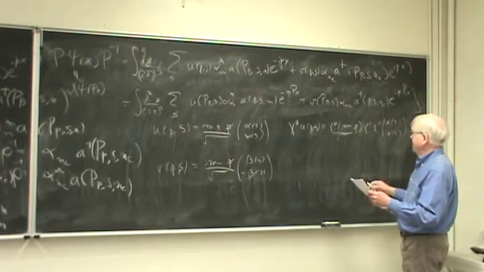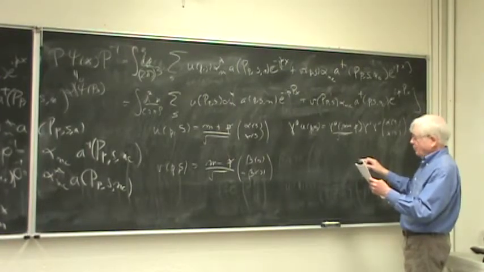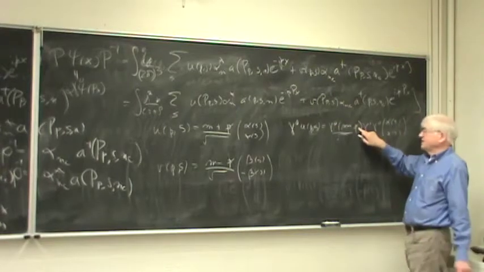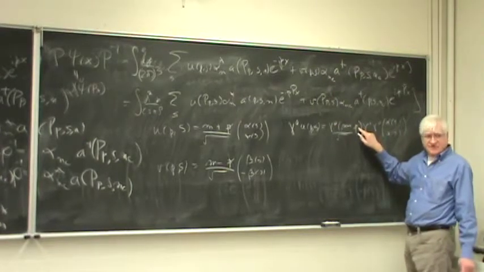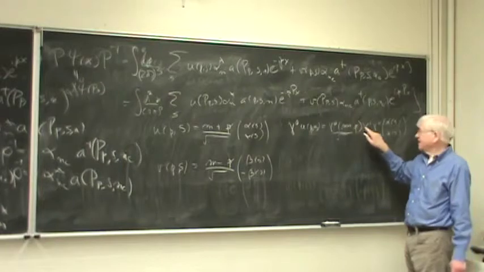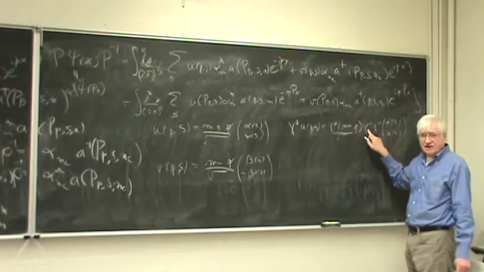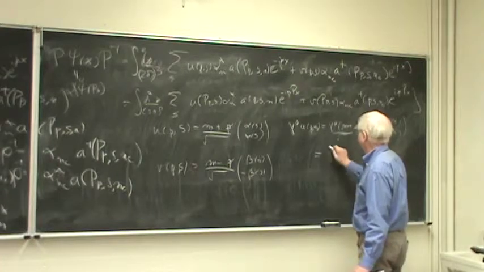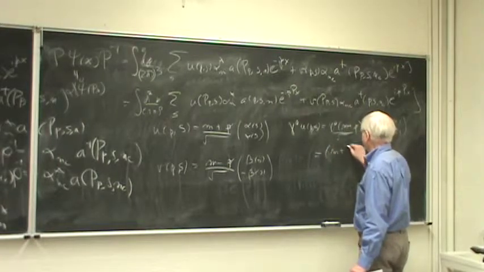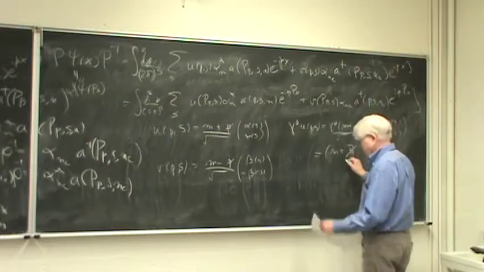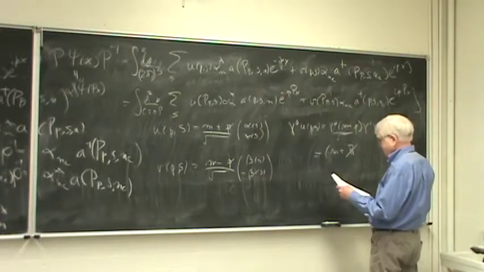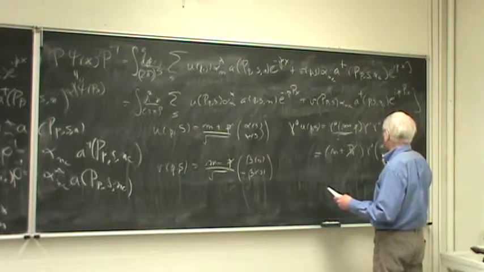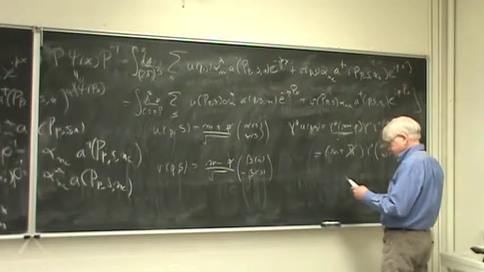Okay. Now, what happens here? Well, the gamma 0 comes through. It doesn't do anything to time, but it flips the sign of space. And it hits the gamma 0 and gives us 1. Okay. So this is equal to m plus reflected p slash, gamma 0 alpha of s, alpha of s.